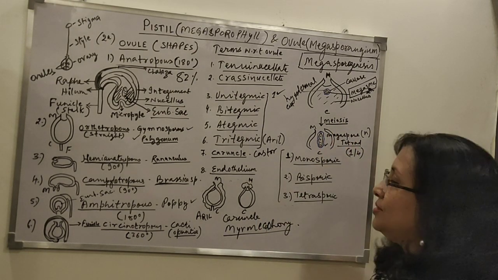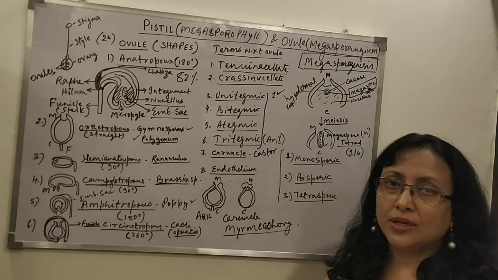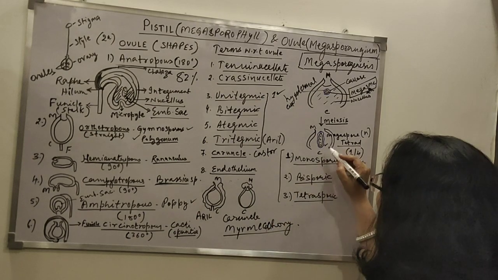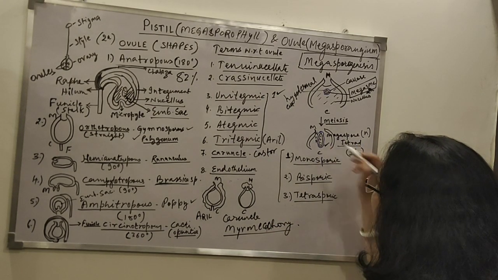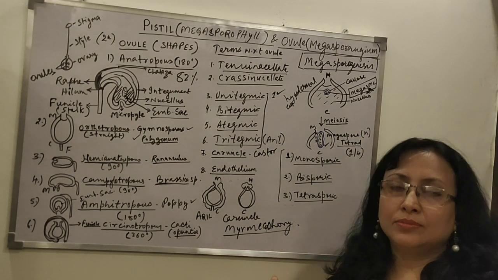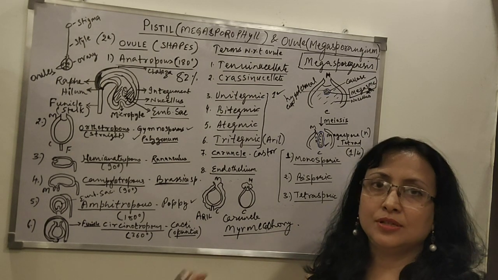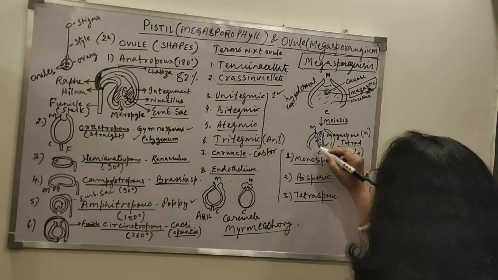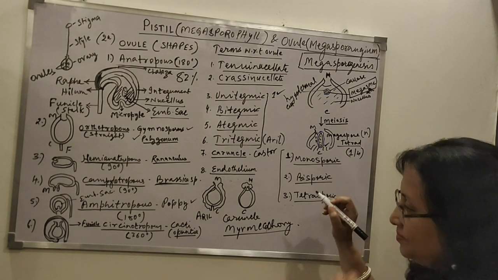Out of this linear tetrad of megaspores, usually only one survives. Now which one survives? The one towards chalaza survives, and the three towards micropyle degenerate. Any reason for that? Yes, because the megaspore finds the maximum nutrition towards chalaza because the nucellus is all inside. So since nucellus is here, the chalazal megaspore survives.